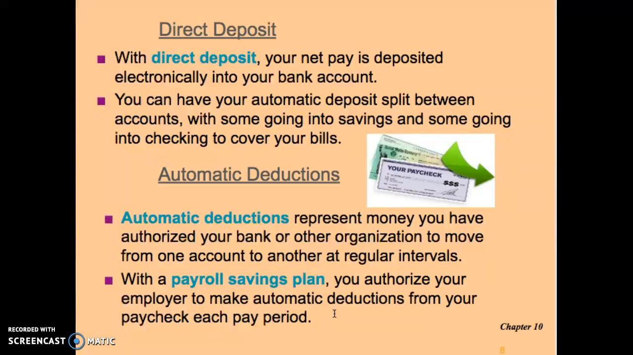And then the last term that they talk about with automatic deductions going along with your payroll or your pay is a payroll savings plan. And this is having your employer make the deduction for you. It's not you that has it set up. And then it goes from your paycheck each pay period into a side account. So these are very similar. One is authorized by the employer. One is the one that you might set up for yourself. They're both automatic deductions, but if you're going to do an automatic deduction without your employer, you would have to do it manually. If you're going to do it with your employer, they set it up for you.